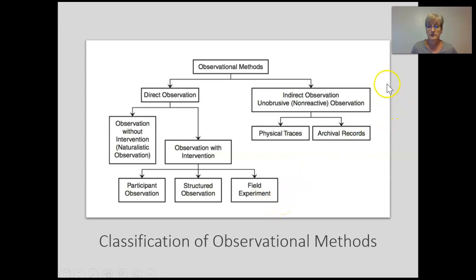In indirect observation, the behaviors have already occurred. They're not happening live. They've already occurred. So what you're looking at is, in some cases, physical traces that are records of a sort that you can make inferences about in terms of what they mean. And then there are also archival records that we'll go into in the second part of this lecture.